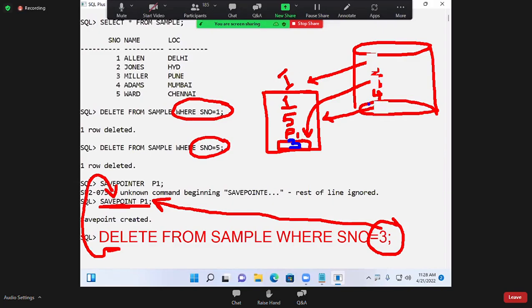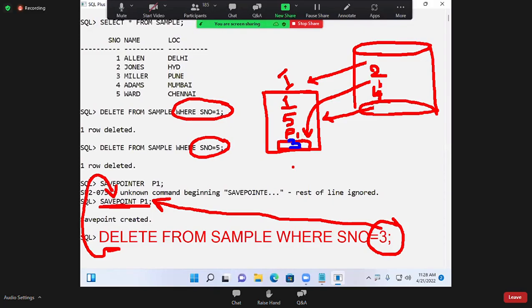So what rows remain here? 2 was there and 4 was there. Only these 2 rows remain. The other rows are deleted from the database, and those rows are held in your instance memory. Okay.